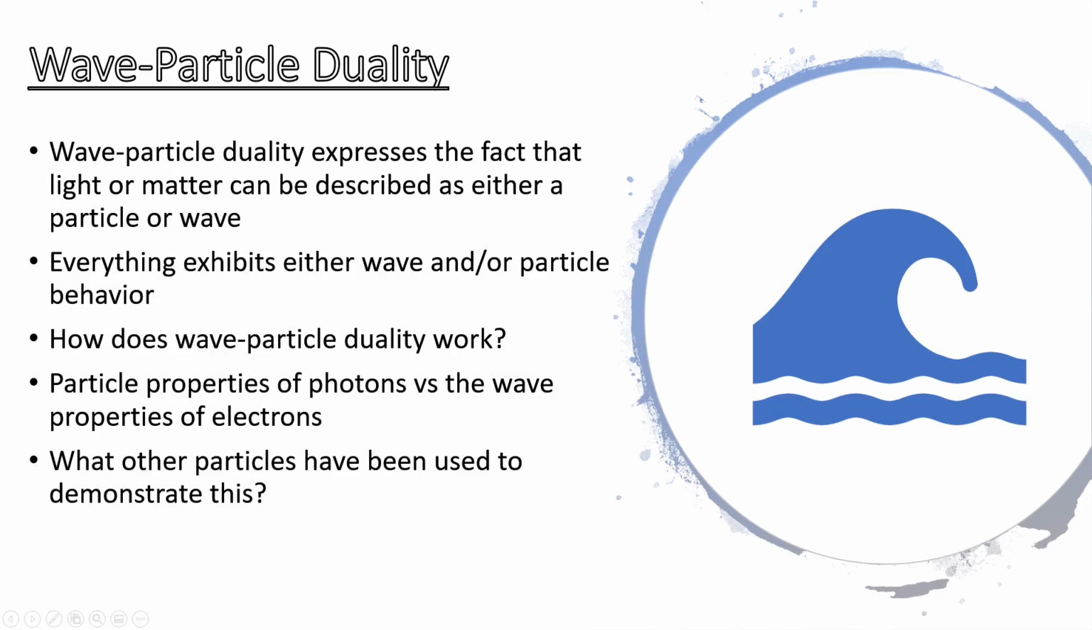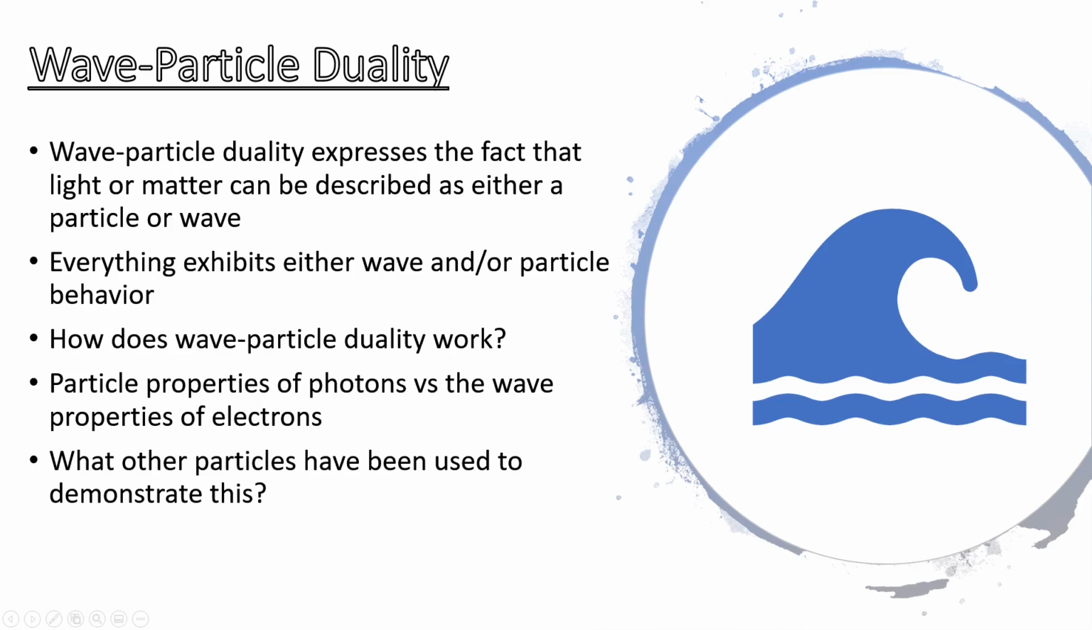Electrons can collide with particles and can be diffracted just like light, and the wave properties of electrons are easier to demonstrate through experiments compared to other particles such as neutrons and protons. So an interesting property of electrons is that they all have equal mass and charge. So then, what other particles have been used to demonstrate this?